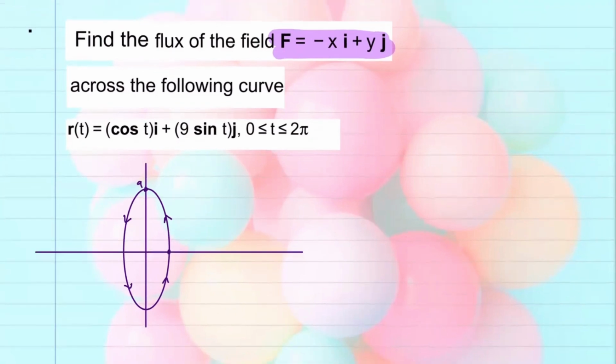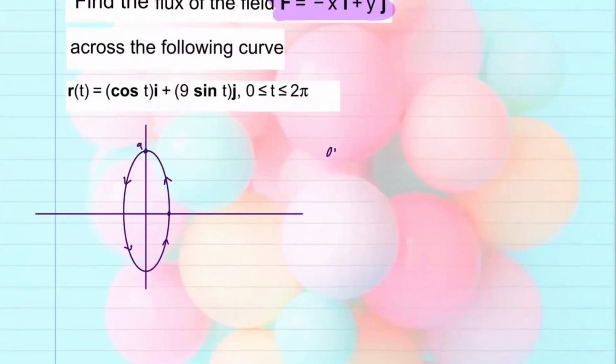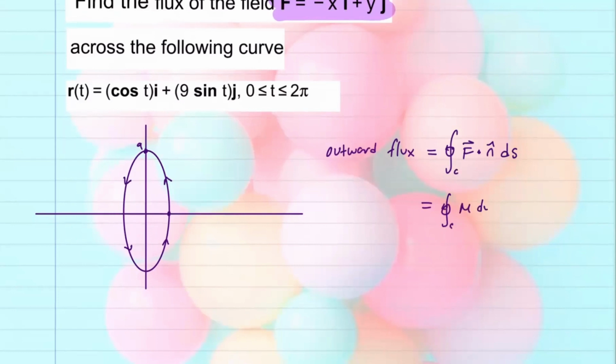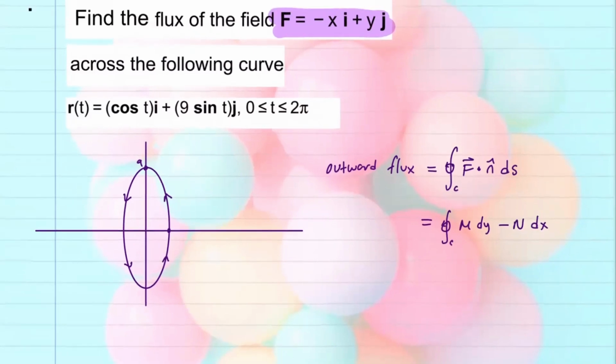To calculate flux, we're going to be using the outward flux. We know that the outward flux is defined as the line integral around this closed curve C of F dotted with the unit normal ds. And we know that this simplifies to the line integral along the curve C of M dy minus N dx. So we need to parameterize these in terms of the curve. We already have what the curve is. The curve C is parameterized by this equation right here, and t ranges from 0 to 2 pi.